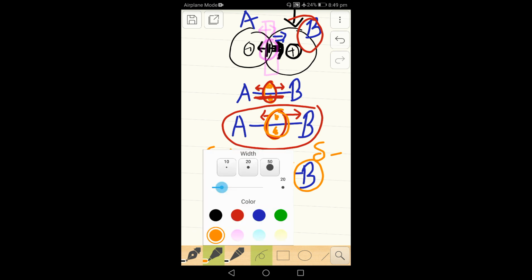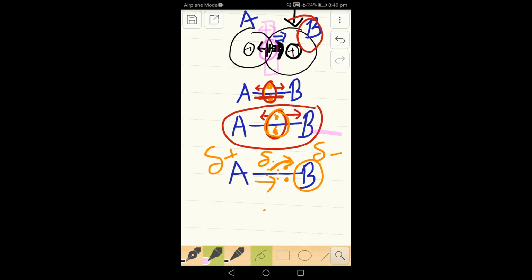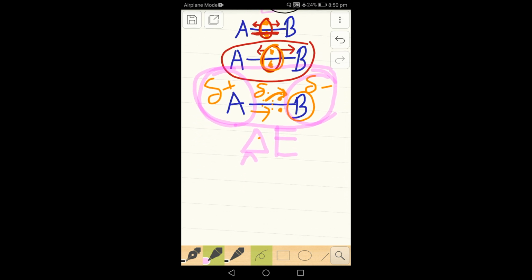And so this covalent bond has two atoms with slightly positive and slightly negative polarity because of the difference in electronegativity between atoms A and B. So we will call this covalent bond a polar covalent bond.